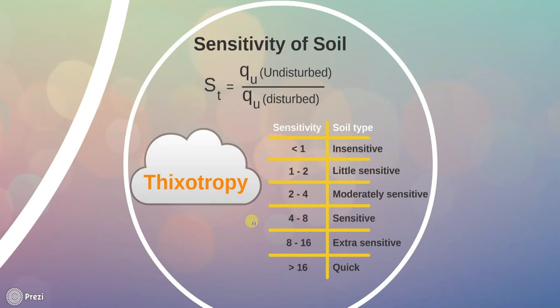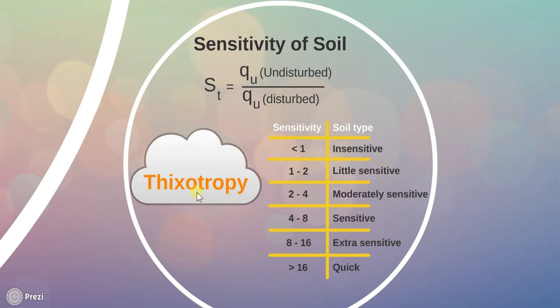Now, for most clays, sensitivity lies between 2 to 4. If the sensitivity value of clay lies between 4 to 8, it is considered to be sensitive. In the case of sensitive clays, remodeling causes a large reduction in strength. Quick clays are unstable. Quick clays turn into slurry when remolded because of the higher sensitivity.